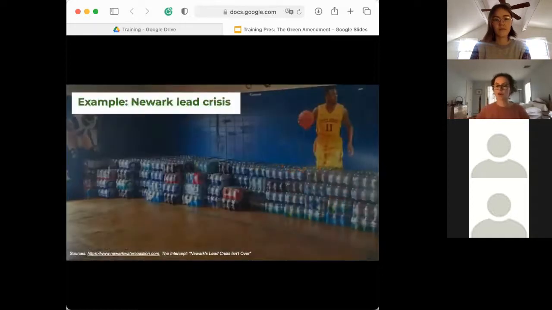So we're going to go over 2 different examples today and then loop back to this at the end to see how the Green Amendment can actually help us here in our state. So first we need to give some context about these issues. And there's obviously a lot more, these are just some examples. So we're going to start with the Newark lead crisis.